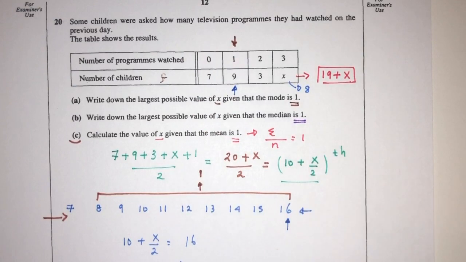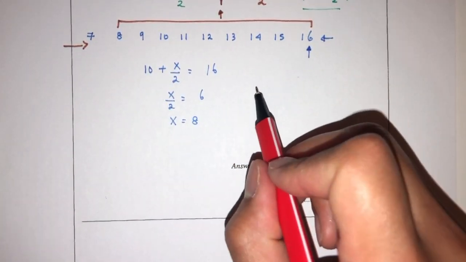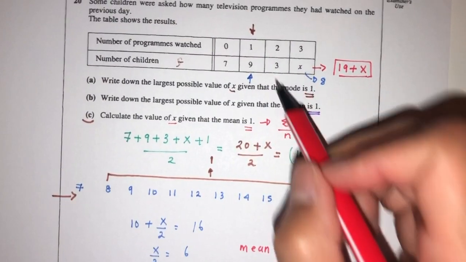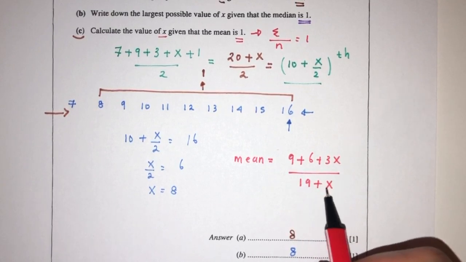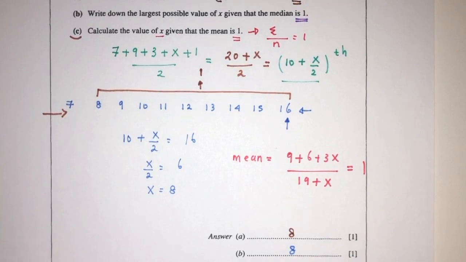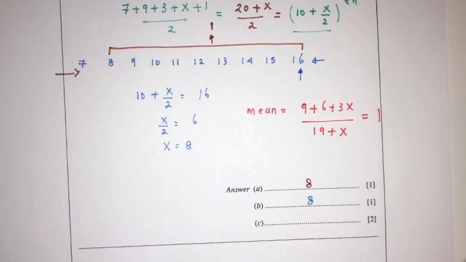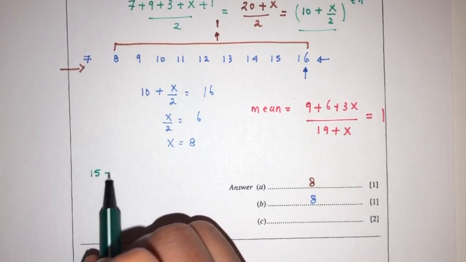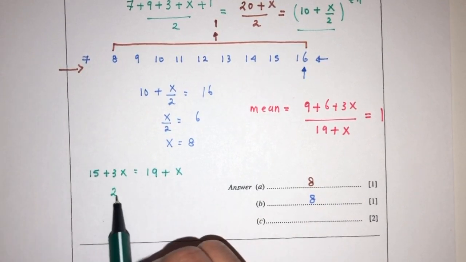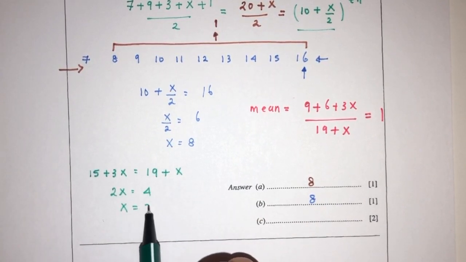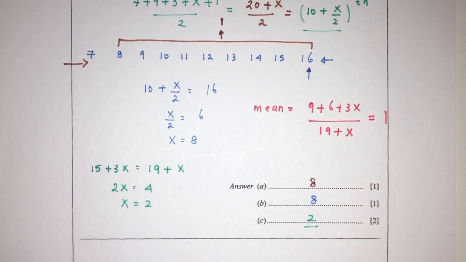Now for this one we have to multiply, fx. So the mean is the sum of fx over the number of people. 0 times 7 is 0, plus 1 times 9 is 9, and here we have 6 plus 3x, divided by 19 plus x, which has to be 1. Let's solve for x. First, cross multiply: 15 plus 3x equals 19 plus x. Sending this over here, that will be 2x equals 4, so x has to be 2. That is part C, so that is question number 20.